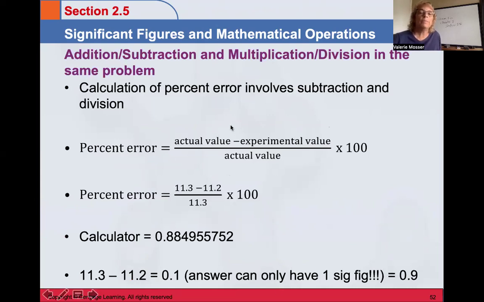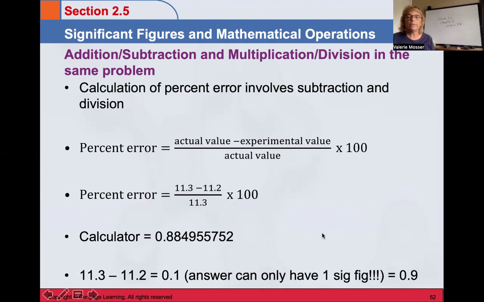Finally, what if we have a problem with addition and subtraction and multiplication and division? You will see examples of this when you calculate what is called percent error. Percent error involves subtracting an experimental value from an actual value. This example shows an actual value of 11.3 and an experimental value of 11.2. When we put these values into our calculator, 11.3 minus 11.2 divided by 11.3 times 100, we get an answer with a lot of sig figs.